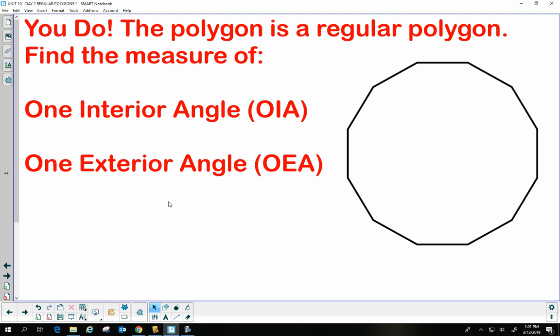So I want you to try one problem. Find the one interior angle for this regular polygon and one exterior angle. If you have questions, make sure you're ready to ask them in class, and you can check your answer.